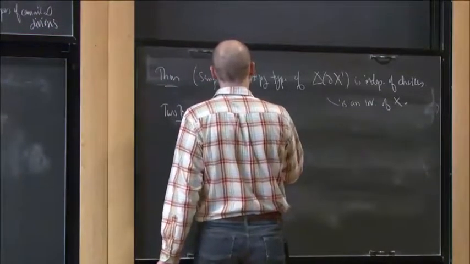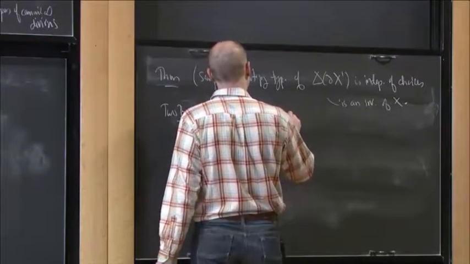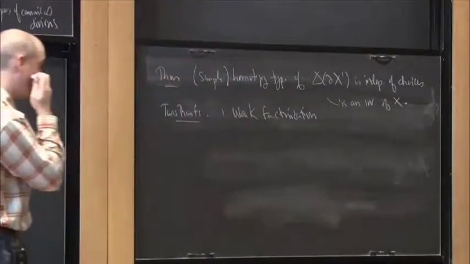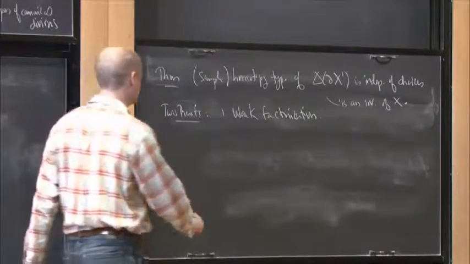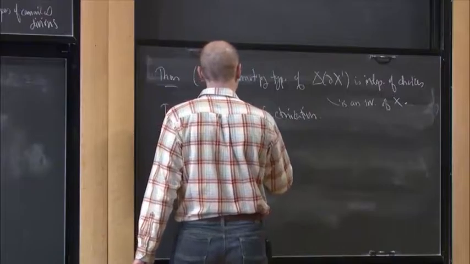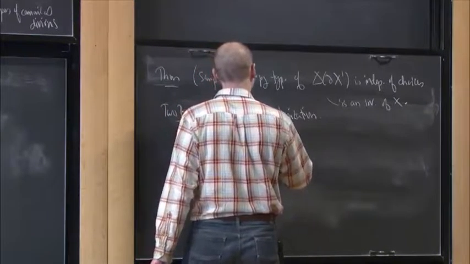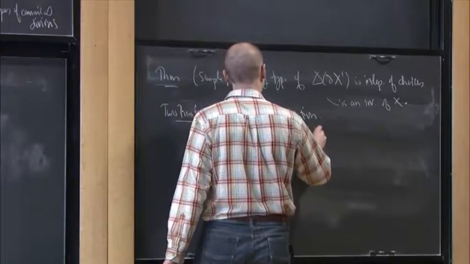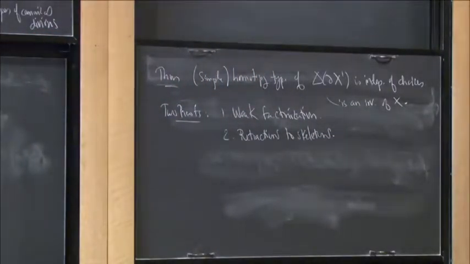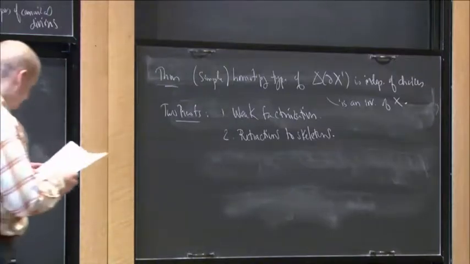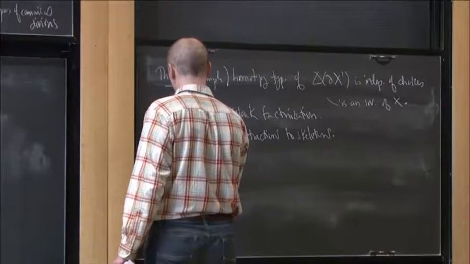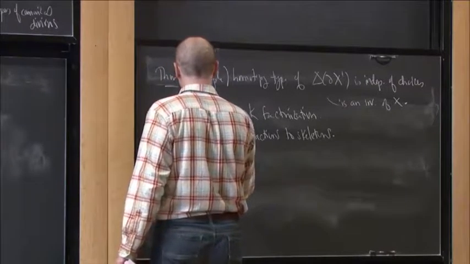one is by weak factorization of birational maps. And so this is the proof that gives this stronger fact, this simple homotopy type. And the other proof is by retractions to skeletons. So this is in the world of Berkovich spaces. And this gives homotopy type, but not simple homotopy type.